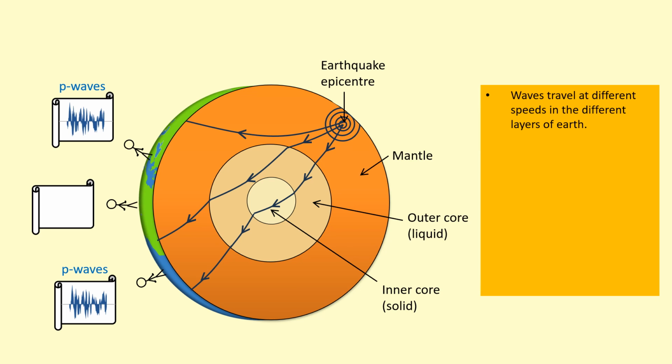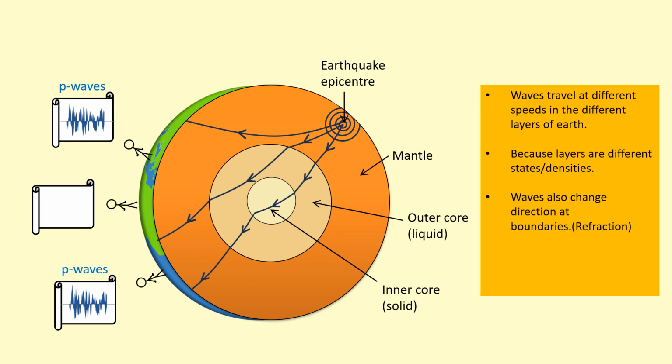To summarize, waves travel at different speeds in different layers, and this is because the different layers have different densities and a different state of matter. So at the boundary between these layers, there's also a lot of refraction going on. There's a change in direction. If we put all this information into a computer and we do some calculations, we can determine that the outer core is liquid and that the inner core is actually solid.